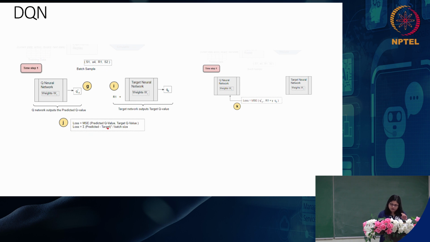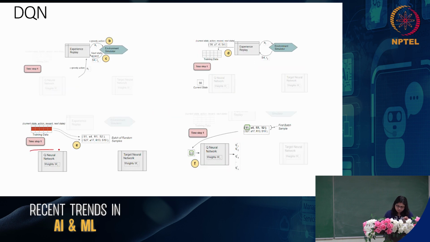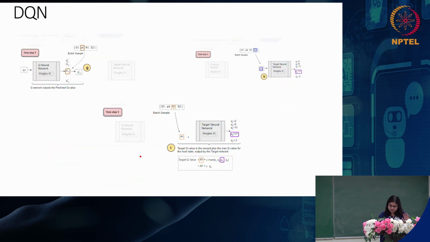This loss we are backpropagating, and that way we are updating this Q network. We are not updating the target network; we are updating this Q network. By using this loss we are updating the weights. Initially, both the networks have the same weight. Here we have W1, and here also we have W1. Both the networks have the same weight, but now you will see gradually.